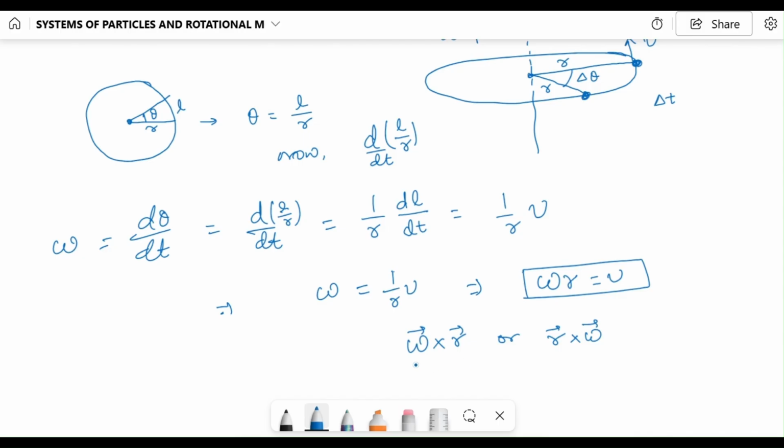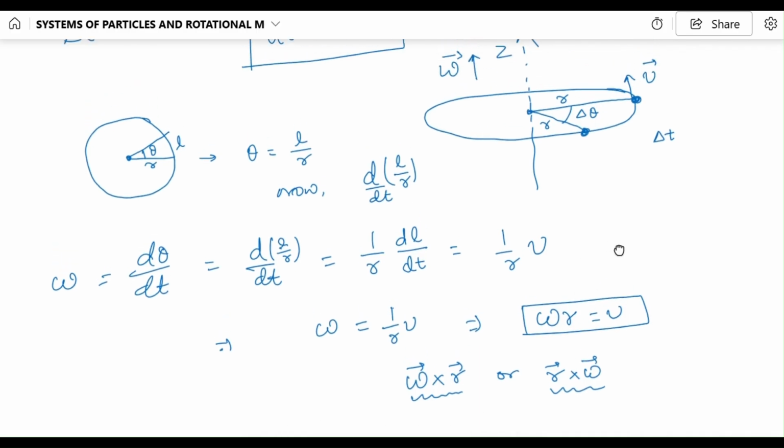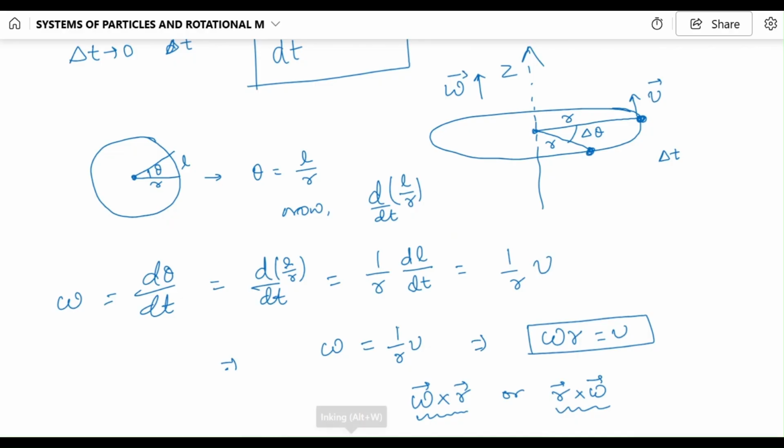So let me check which one is compatible with this direction using the right-handed system. Bringing back this diagram once again, in this case this is the z-axis, this is the y-axis, and this is the x-axis. The unit vectors along these three we can write as i cap, j cap, and k cap.